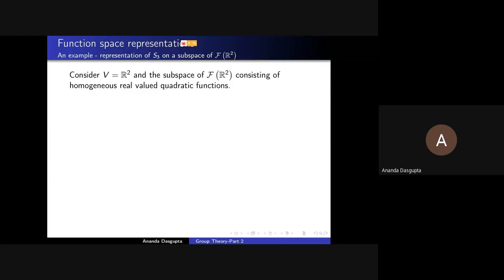And for this, we will again fall back on our old friend, the group S3, or symmetries of the equilateral triangle. And the vector space we will talk about is R2, vectors of the kind x e1 plus y e2. And instead of talking of all the functions on R2, let's talk of a specific subset, just homogeneous real valued quadratic functions. That is, functions of the kind ax square plus by square plus cxy.